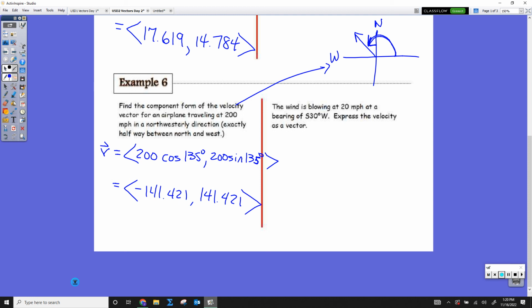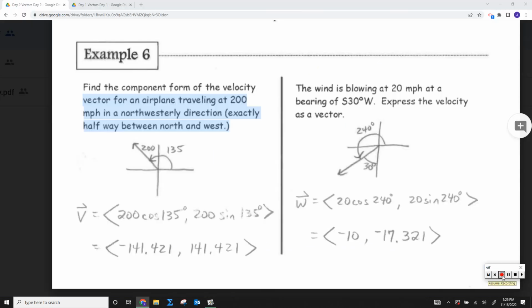Okay, the last one I want you to do, we're going to stop here on this one, and see if you can get that wind problem right there. All right? Okay, so negative 10, comma, negative 17.321.